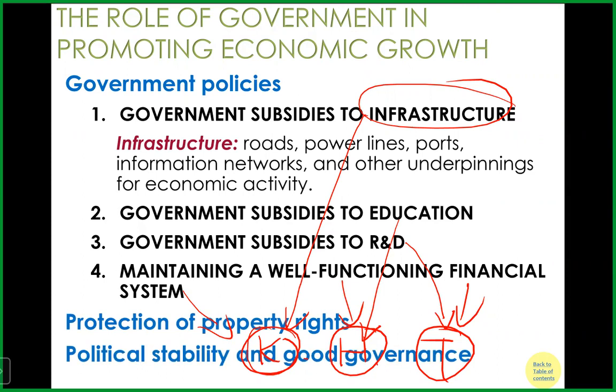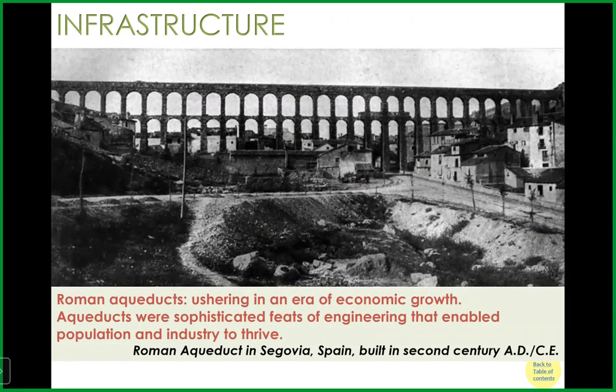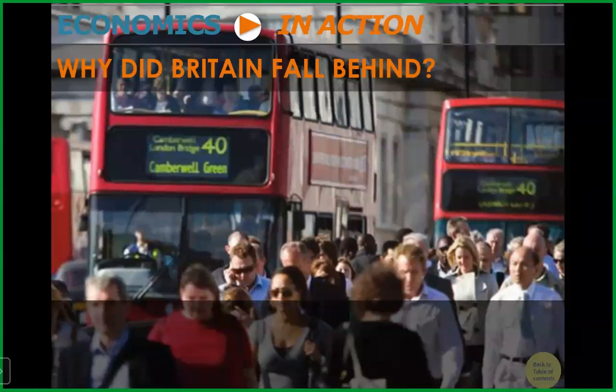And like we discussed earlier, you need protection of property rights, and you also need political stability and good governance so that people have confidence to invest and to innovate, right? Here's an example of the importance of infrastructure. This famous Roman aqueduct was built 2000 years ago and it's still working now, right? The building of this aqueduct irrigated that region for thousands of years and made that part flourish in history. Certainly that also brought lots of population and economic growth.